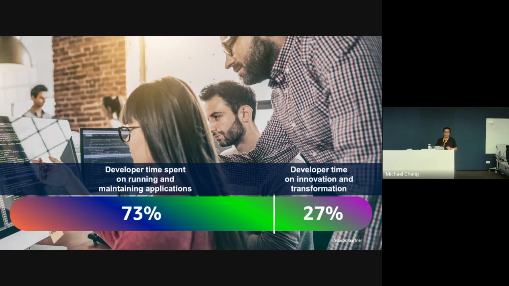Now, why I chose the topic to improve development productivity is because of these statistics. And this is kind of a bit concerning. From a Gartner survey from last year, 73% of developers spend their time on running and maintaining applications instead of building more features. Right. And that came to my mind, how can we improve this with Gen AI.